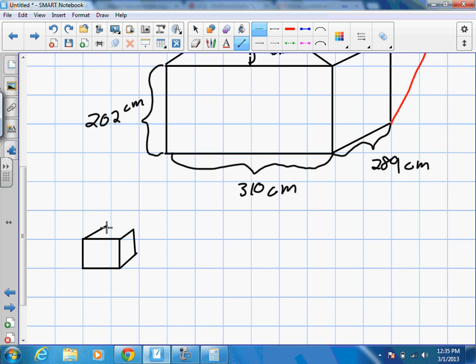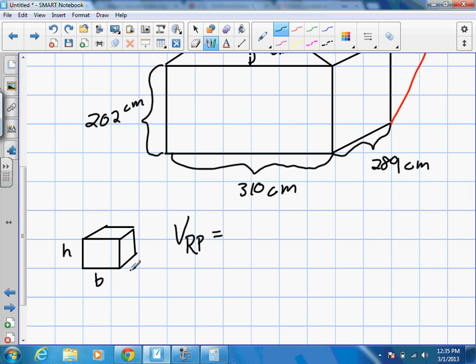This is our shape. I know it's not perfect. We need to find the volume of this rectangular prism. Does anyone know what the volume of a rectangular prism is? Base times height times length. That's right. So let's say we call this the base. This would be the height, and this could be the width, depth? There's many different things it's called. It's the same idea for all of them, though.